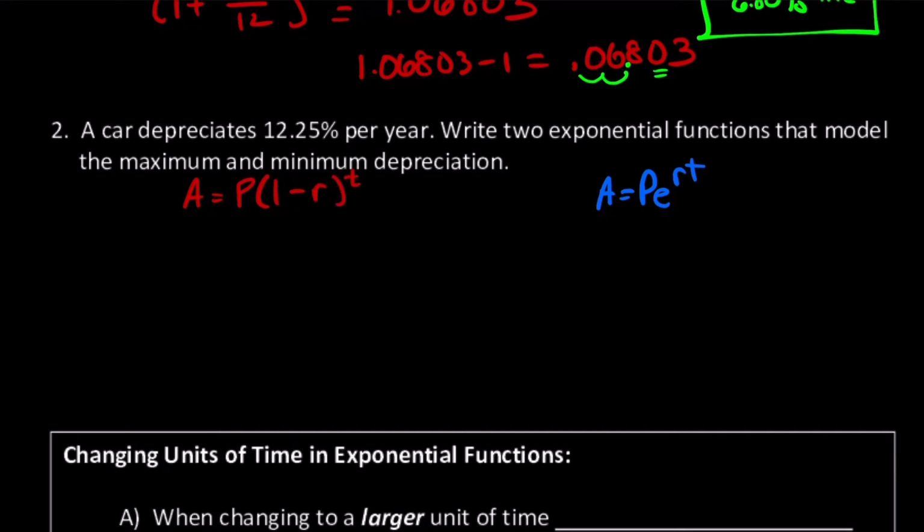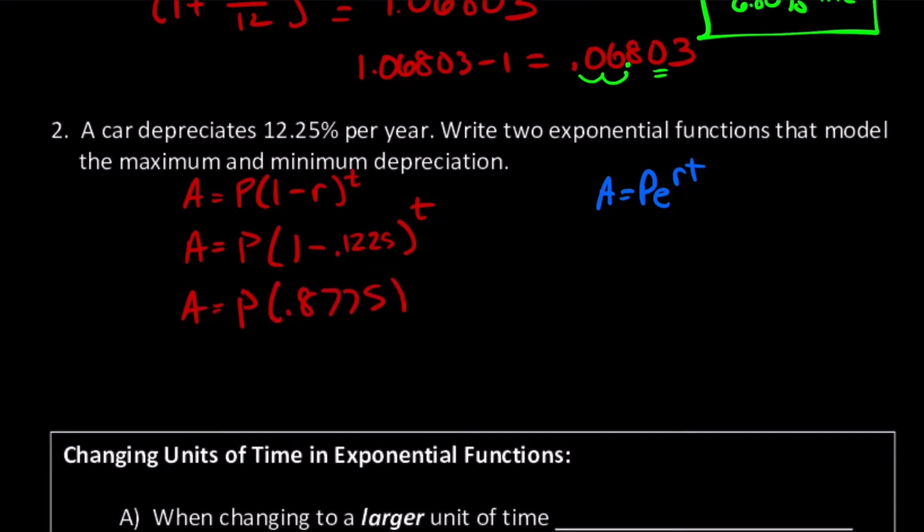Okay, well, let's do both of these. I'll stick with the one on the left here. A equals P, which is just our principal. We don't know what it is, so it'll just stay P, times 1 minus 12.25%, which is 0.1225, to the t. And that is simply 0.8775 to the t. Using our PERT model, it would be A equals P, which we don't know, times E.